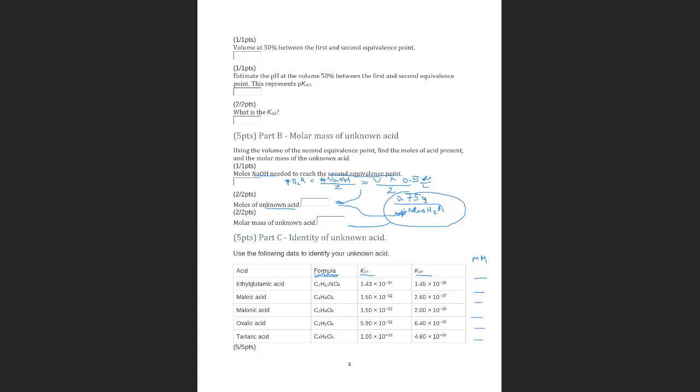Any questions on how to do the report? The next part, I will ask you which one is the most likely, and that is only by comparing the data that you obtained.